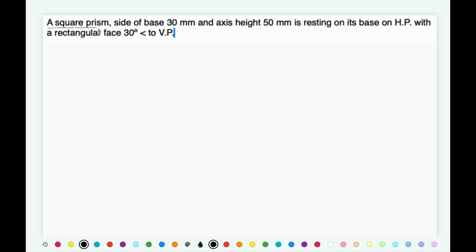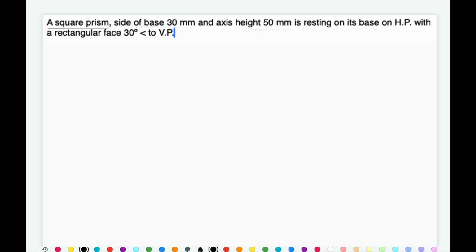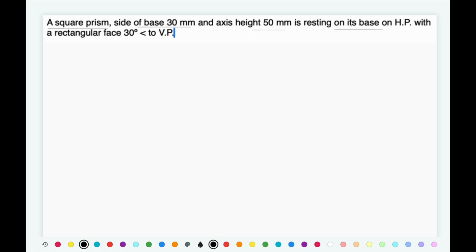A square prism, side of base 30 mm, axis height 50 mm, is resting on its base on HP. So it is resting on its base on HP, and one of its rectangular faces is 30-degree inclined to VP.